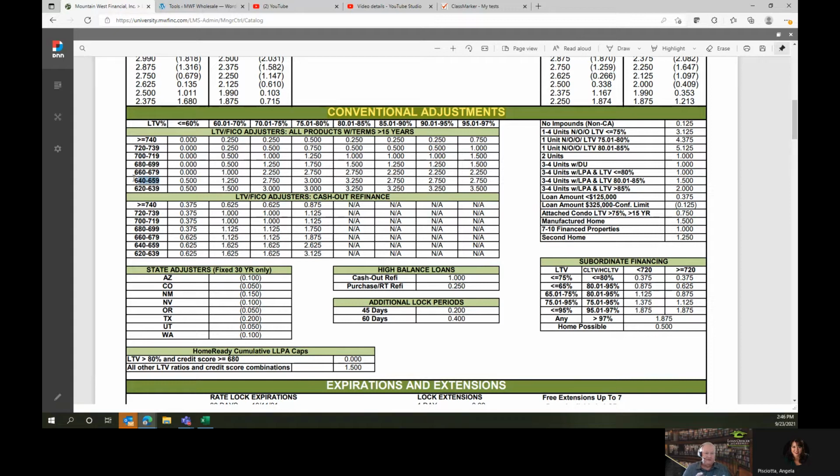Okay, so now we're going to go to that conventional adjustment. And Angela, can you highlight that in yellow? Thank you very much. Okay, print's a little bit small there, but hopefully you guys can read it. Actually, that first grid, loan to value is across, and then FICO scores up and down. But the 659 FICO is highlighted there.